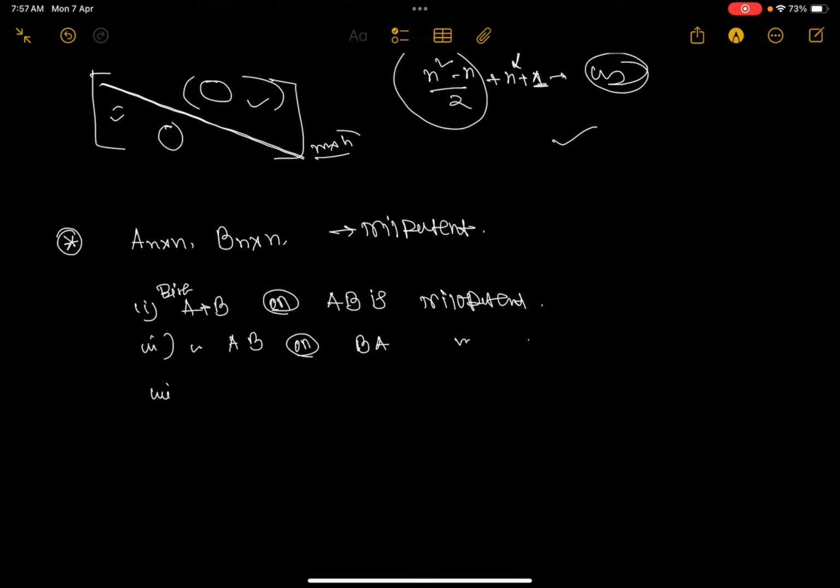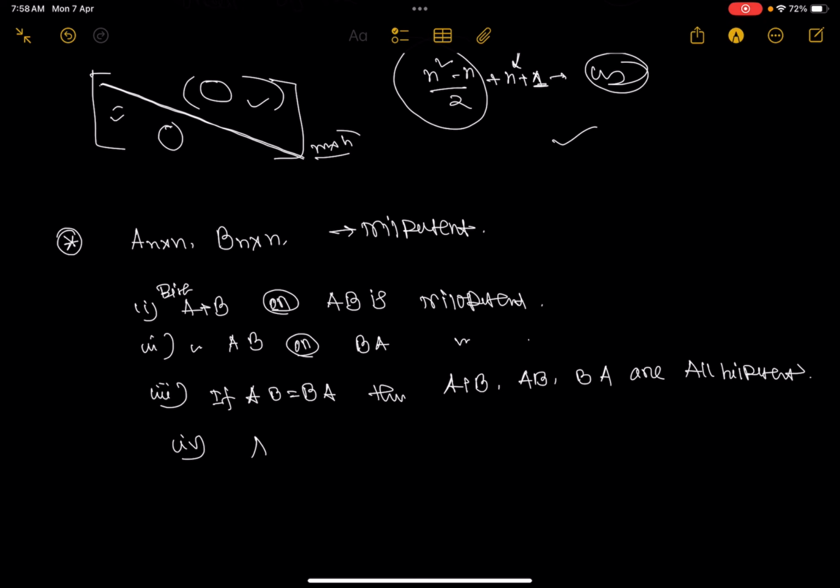Third condition, if AB equals BA, then A plus B, AB, BA are all nilpotent. Fourth, A to the power m is nilpotent for all m belonging to natural numbers.